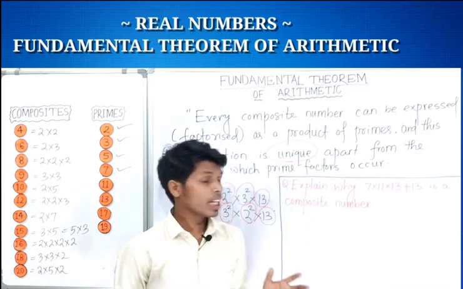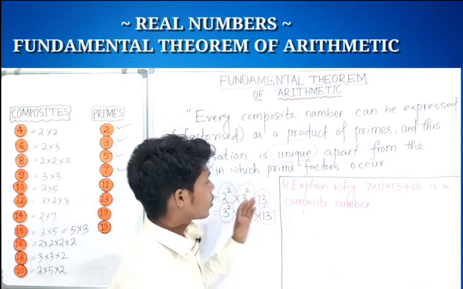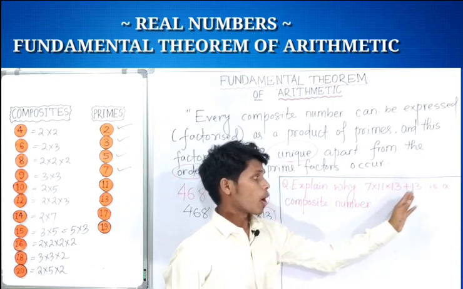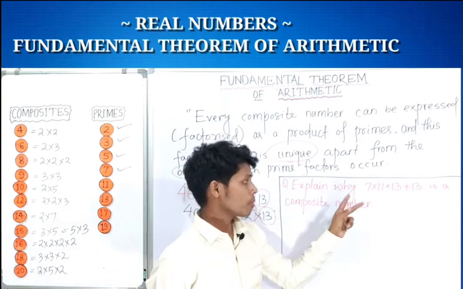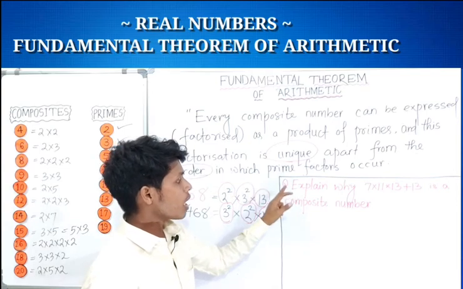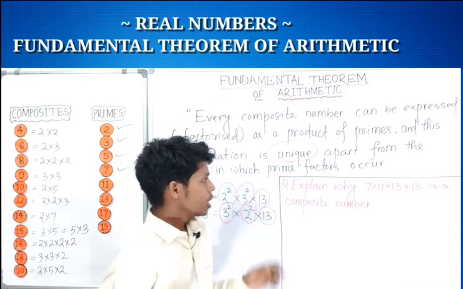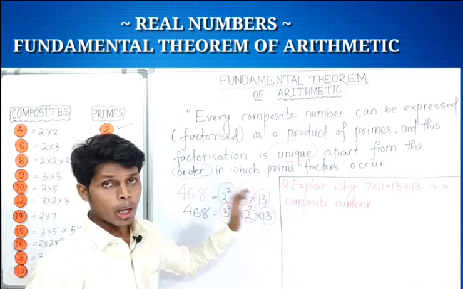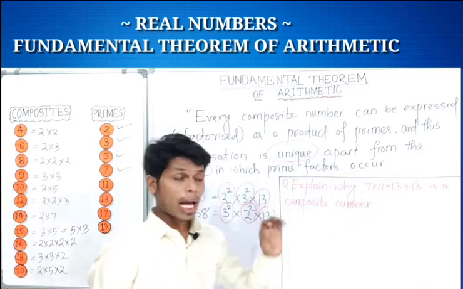So there is a question in your exercise 1.2, and the number is 6. The question is something like this: explain why 7 into 11 into 13 plus 13 is a composite number. There are two numbers given; I am solving only one here. So here it is written, why is this given expression a composite number? As we just studied, every composite number can be expressed as the product of prime numbers. So let's see whether this can be written as the product of primes or not.